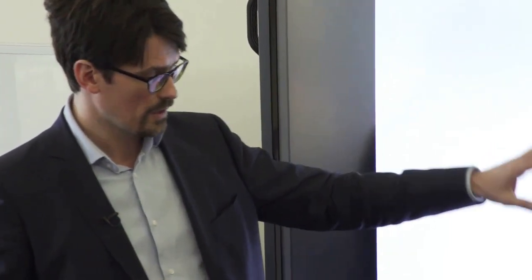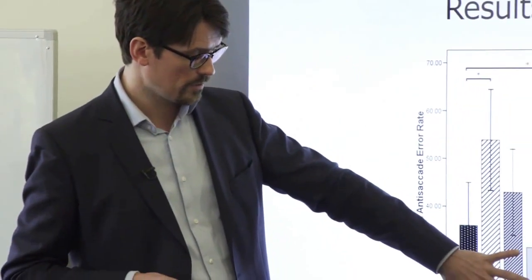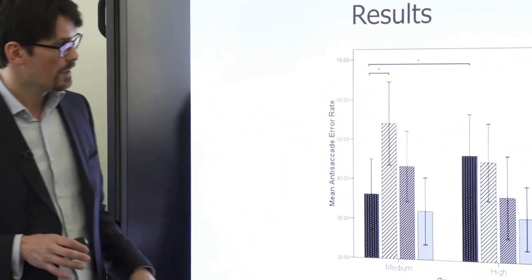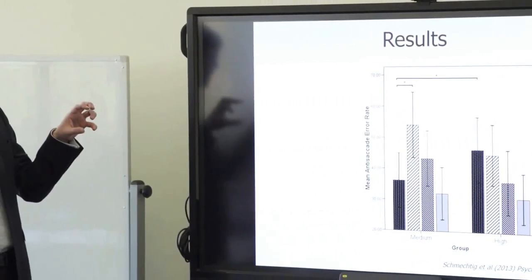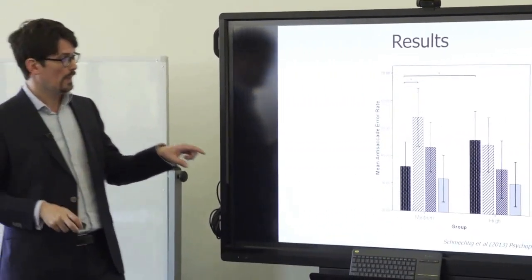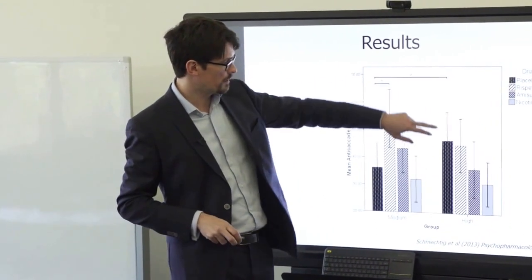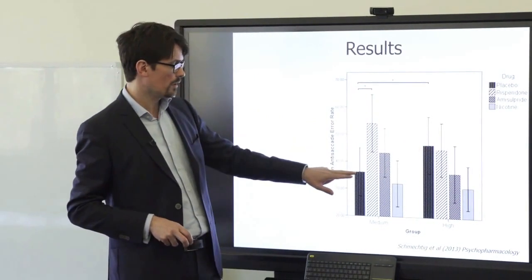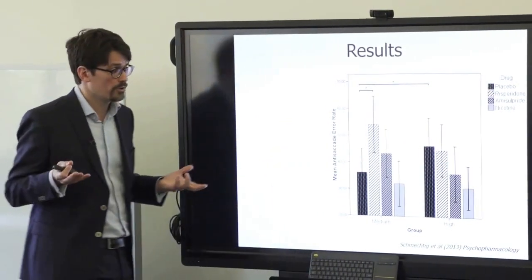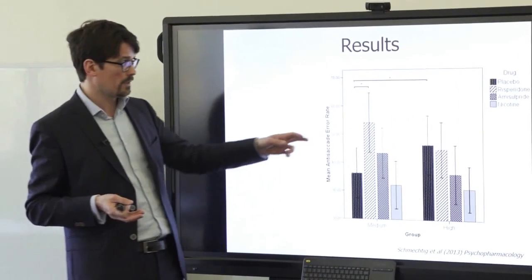So looking at the antisaccades, this is the key result. Again, on the vertical axis are the direction errors: higher scores, worse performance. Here the medium schizotypes, the controls. Here the highest schizotypes. The first thing we were interested in, under placebo, if we just take out the placebo groups, do they differ? And the answer is they do. That's this line here. The high schizotypes on placebo make more errors than the low schizotypes. This is the third study we've done that finds this effect.